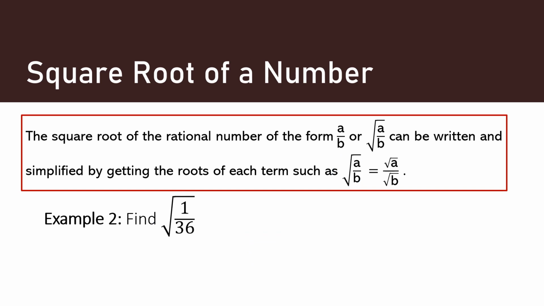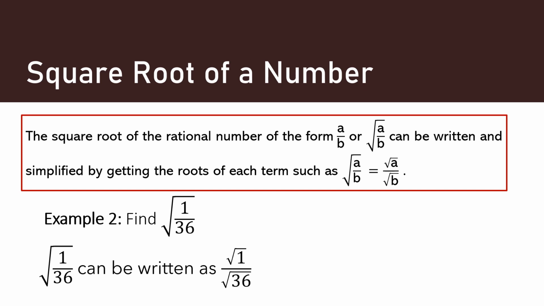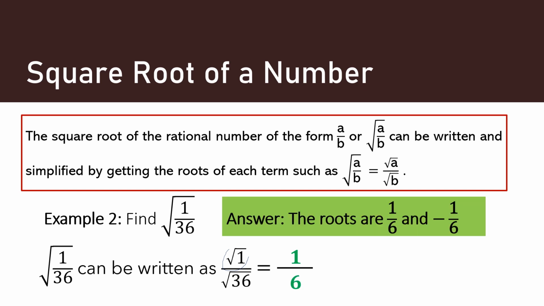Number 2, find the square root of 1 over 36. Again, we get the square root of the numerator and the square root of the denominator. The square root of 1 is 1. The square root of 36 is 6. So that is the positive root. We can also include the negative root, which is negative 1/6. So the roots of 1 over 36 are 1/6 and negative 1/6.